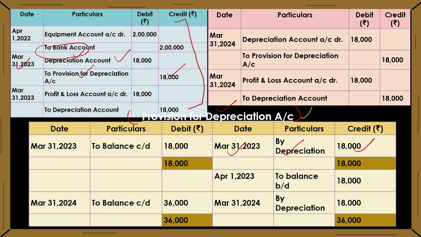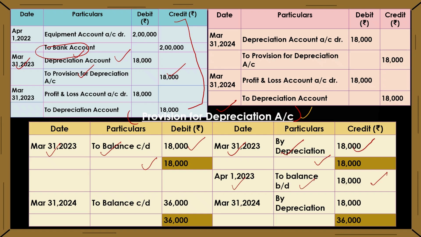So now if you see on the credit side, balance is more. So we will take that total to the debit side also, 18,000, 18,000. On March 31, 2023, the balance will be to balance carried down 18,000. Again, this balance will be brought forward on April 1, 2023 as to balance brought down 18,000.